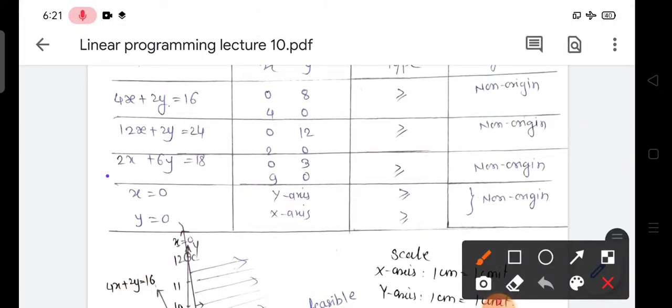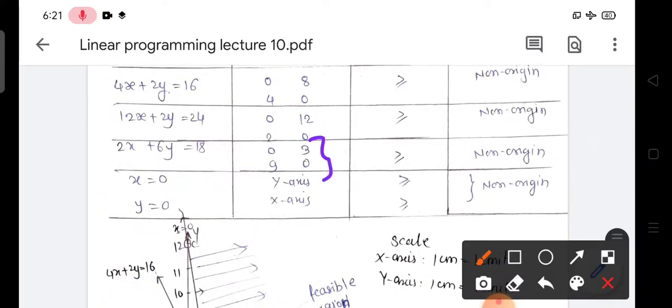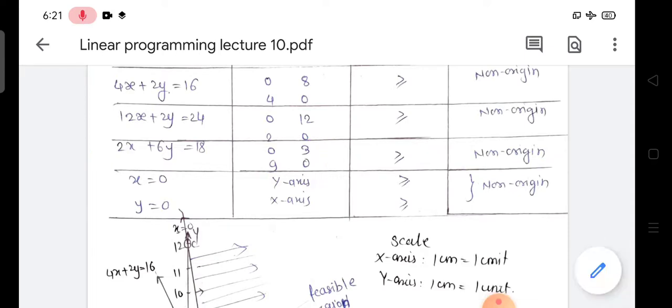Third equation, 2x plus 6y equals 18. When the x coordinate is 0, 6y equals 18, that is y equals 3. And when the y coordinate is 0, 2x equals 18, that is x equals 9. So here also we will get two intercepts, so the line passing through these 2 points will give this one. Okay, so what is the constant type? Same, greater than or equal to. Hence the solution belongs to the non-origin side.